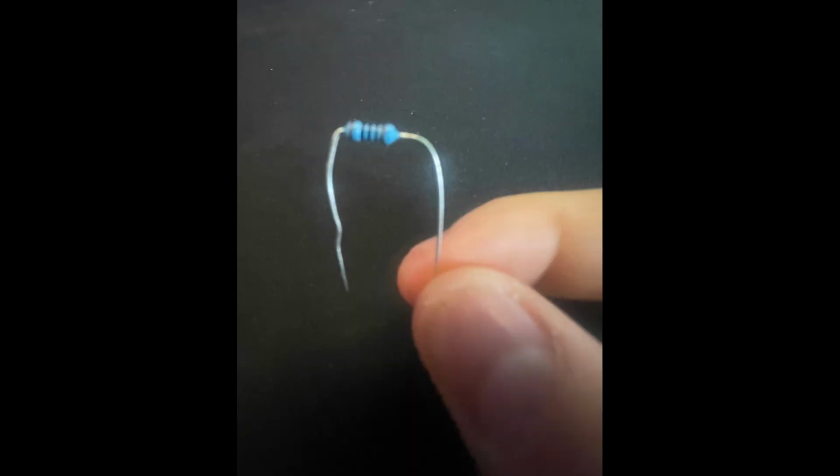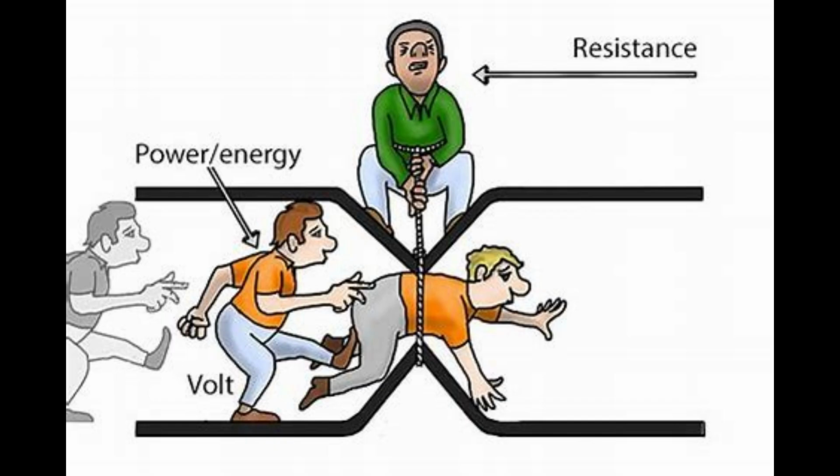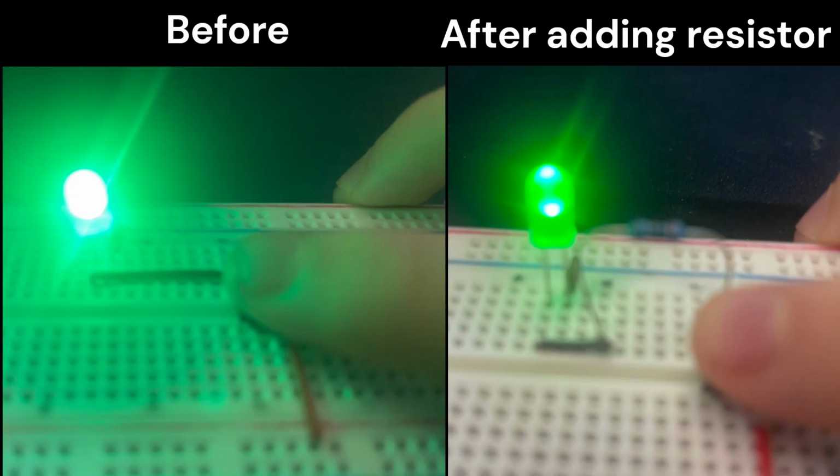You may have noticed these resistors. They are one of the main building blocks in computers, and if you look carefully, you can see some in a PC. Resistors slow down the current through the wire, therefore when an LED is attached to the resistor, the light is dimmer than before.